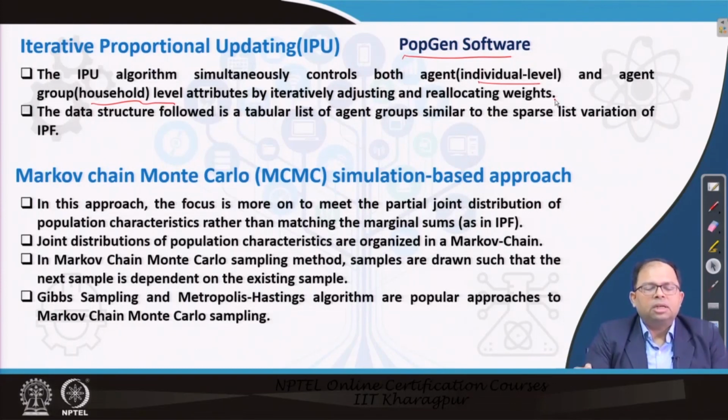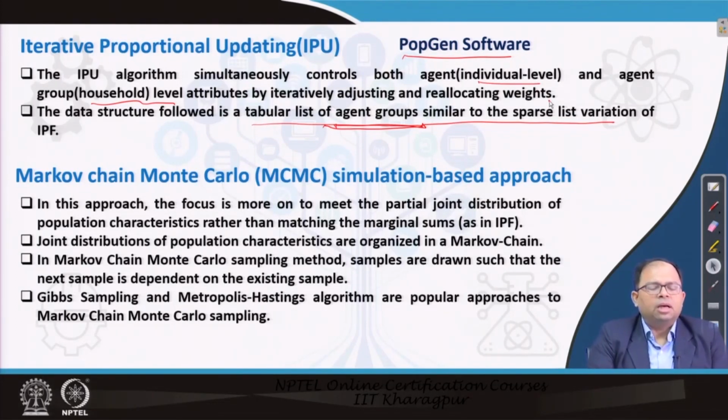We can also do this iteratively, and we can determine the population group for synthetic population for a particular zone, and this is undertaken in the PopGen software. The data structure followed is a tabular list of agent groups similar to the sparse list variation of IPF. So, basically we have got the agent group like households, we have got a tabular list, and for each of these households there is a population. Individuals are also there in each household. From there those lists would also be generated, and we can give weightage based on both the values, and then we can keep on modifying that.